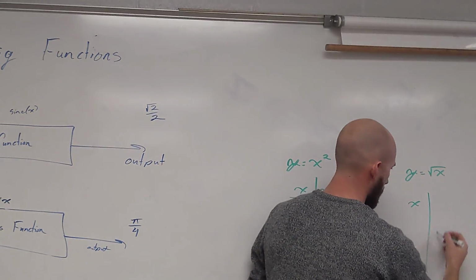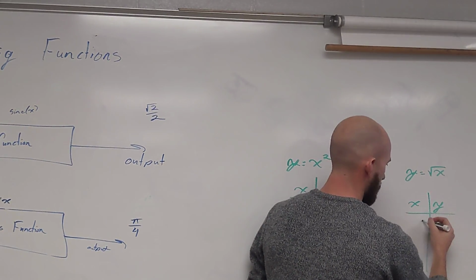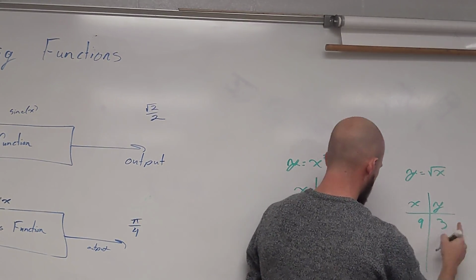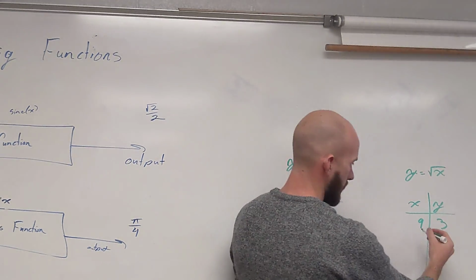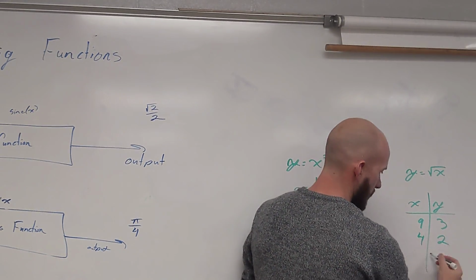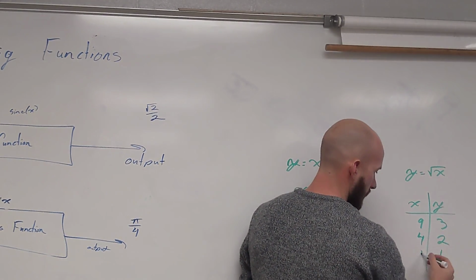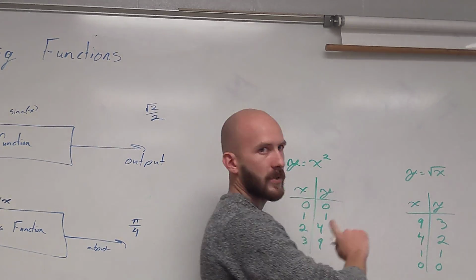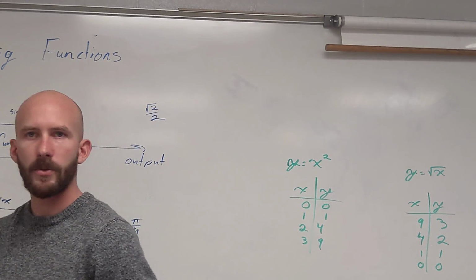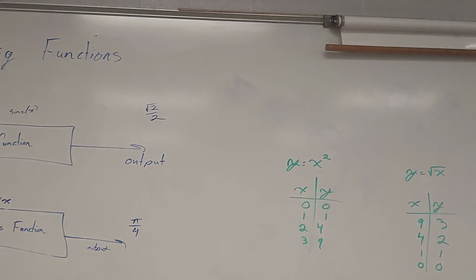So now, notice if I put 9 in for x, I get 3. If I put 4 in for x, I get 2. Right? So you can see how it kind of reverses from each other. Okay? Same idea, we're just going to be applying that to trig functions.